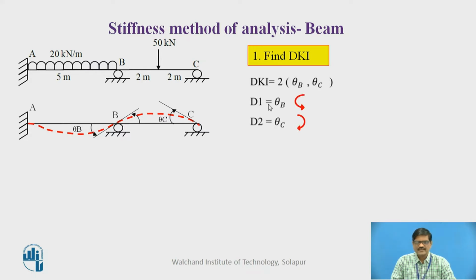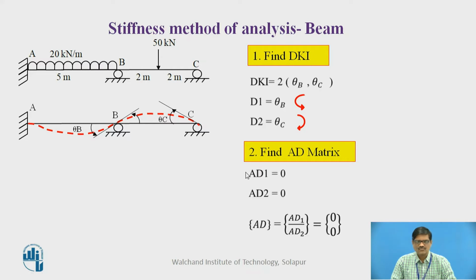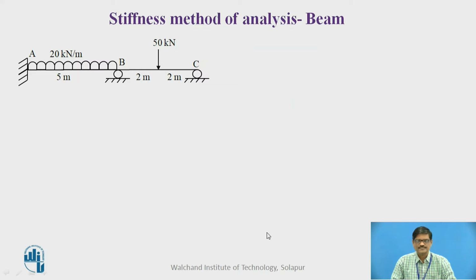Therefore, DKI is 2: theta B and theta C. Let us call theta B as D1 and theta C as D2, and D1 we assume anti-clockwise and D2 we assume clockwise. The AD matrix is to be determined now. The AD is the action force in the direction of deformation. Since we don't have any force in the direction of theta B and theta C, both the values will be 0. So AD matrix is 0, 0.